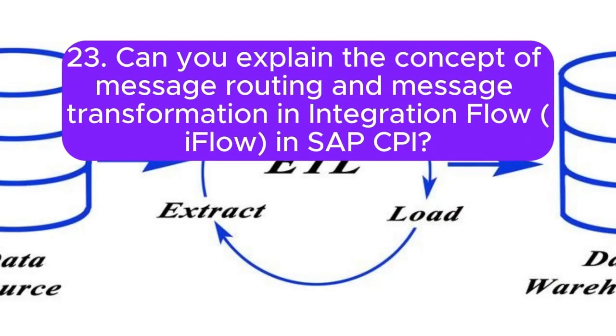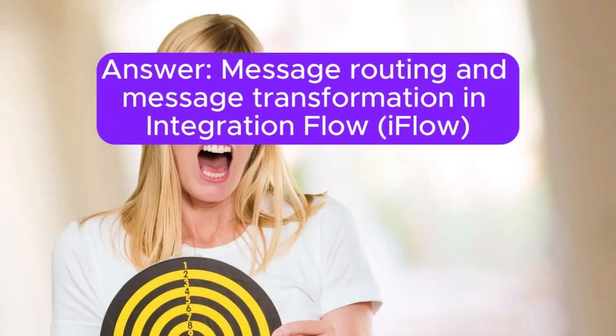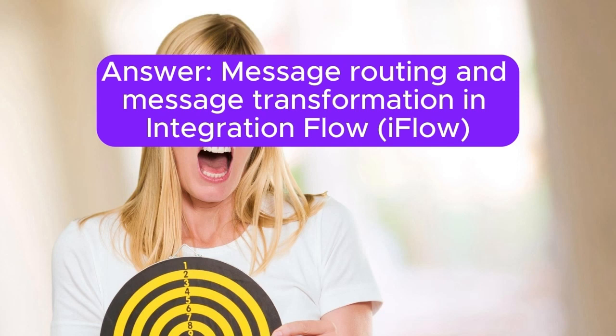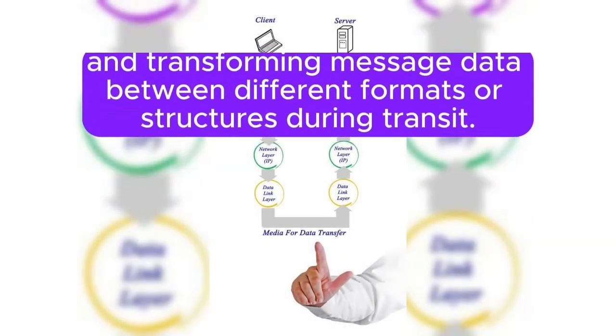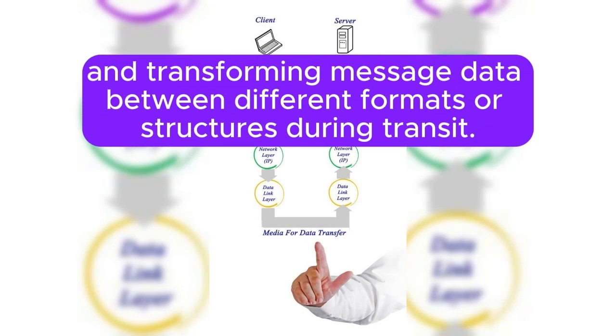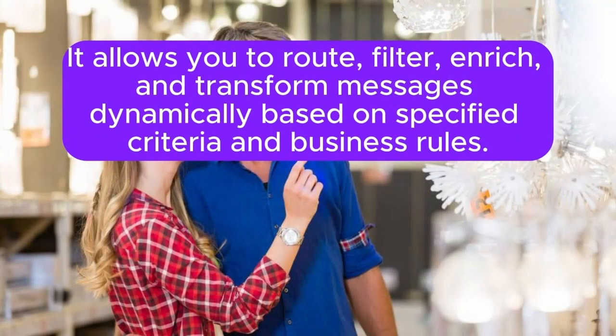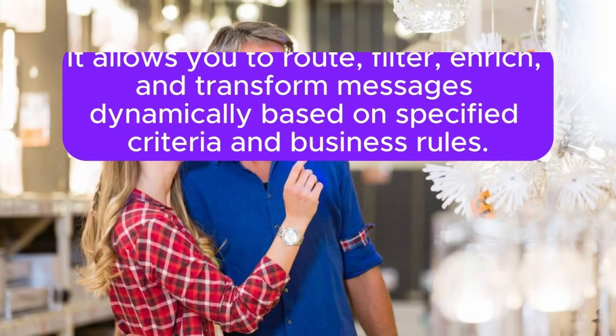23. Can you explain the concept of message routing and message transformation in integration flow (iFlow) in SAP CPI? Answer. Message routing and message transformation in iFlow in SAP CPI involve directing messages from a source system to a target system and transforming message data between different formats or structures during transit. It allows you to route, filter, enrich, and transform messages dynamically based on specified criteria and business rules.